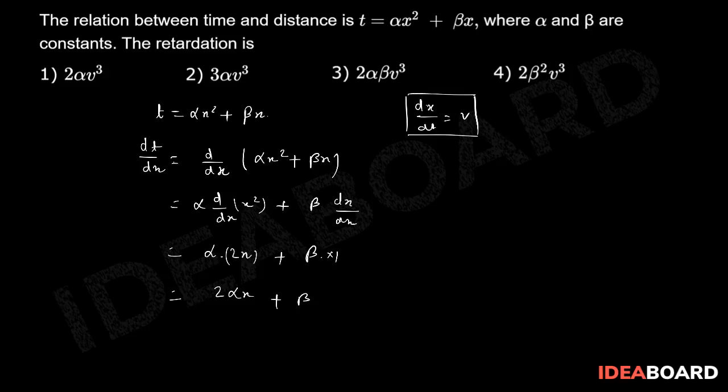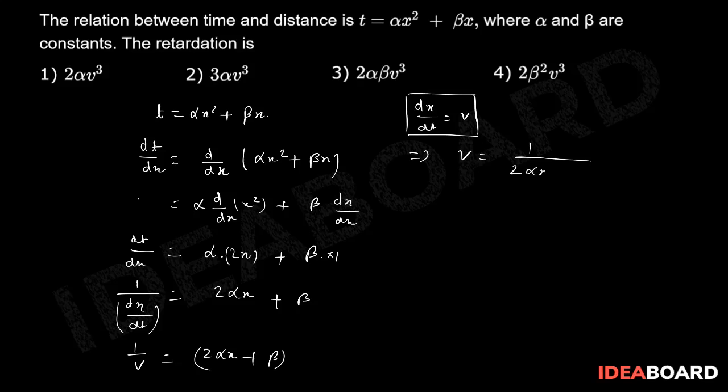Now this value is equal to dt upon dx. So this can be written as 1 upon dx upon dt. Correct? And we already have defined that this is going to be velocity. So 2 alpha x plus beta. So from here, a pretty interesting point we can draw, that v is equal to 1 upon 2 alpha x plus beta. From the question, they want to know the retardation. So for retardation, we want to calculate the value of acceleration.